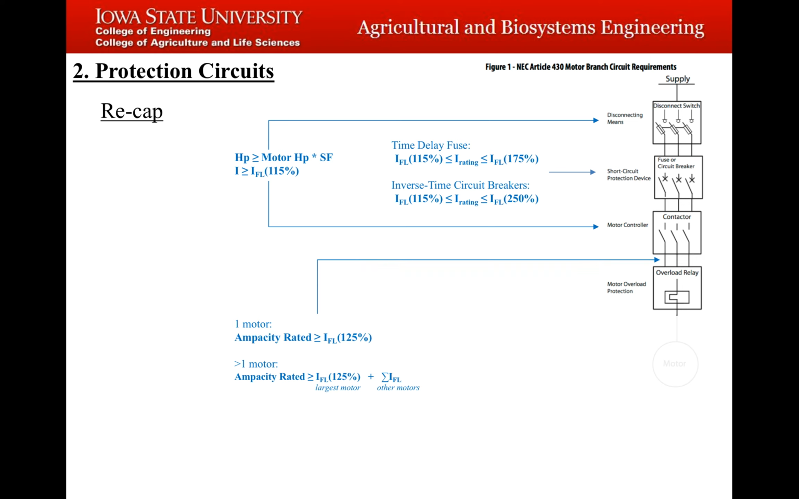And if we're talking about our conductors, a single motor needs greater than or equal to 125% of the full load current, versus more than one motor, where we combine the largest motor's 125% full load current plus all the other motors' full load currents. And last but not least, our overload relays. If the service factor of our motor is equal to or greater than 1.15, then our full load current times 125% is the rating we need to use, versus the other scenario where it's only 115% of full load current.